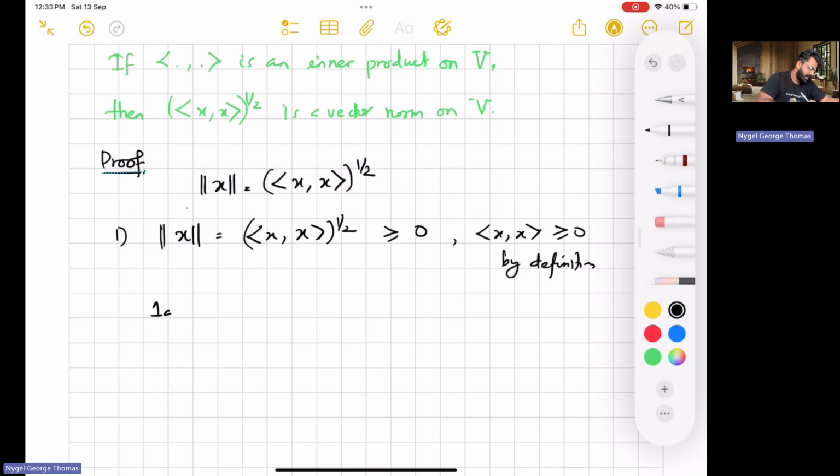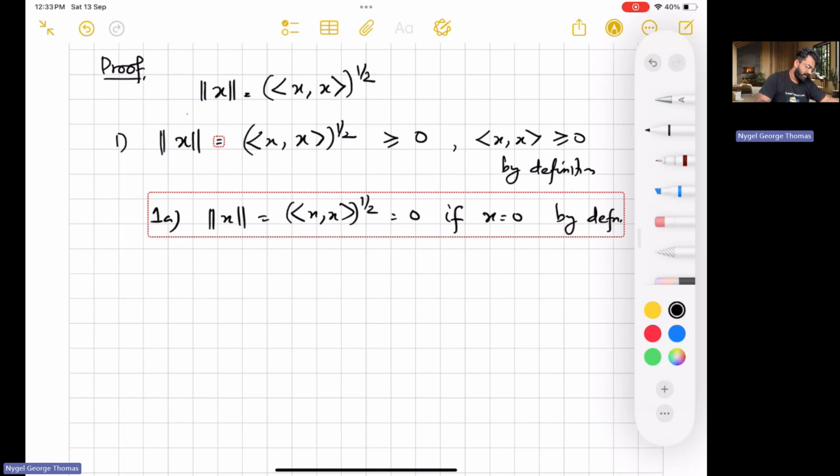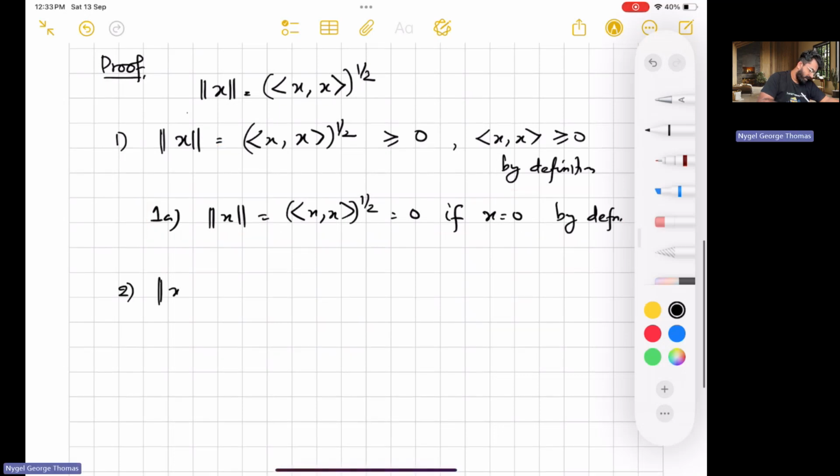Similarly, 1a is also by definition. The norm of x is equal to 0 if and only if x equal to 0. How? This is also by definition. So non-negativity and positivity are already satisfied. Now we have to look at the homogeneity property. For that, we have to prove that the norm of c times x is equal to the modulus of c times the norm of x.